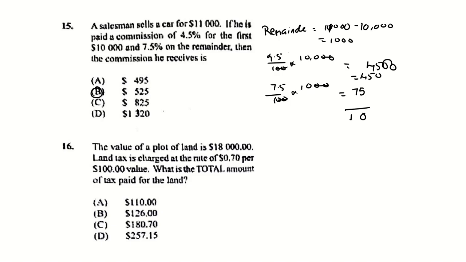Number 16. The value of a plot of land is 18,000. Land tax is charged at 0.70 cents per hundred value. What is the total amount of the tax paid? So first off, we need to find the number of hundreds. The number of hundreds in 18,000 is 180, I believe.